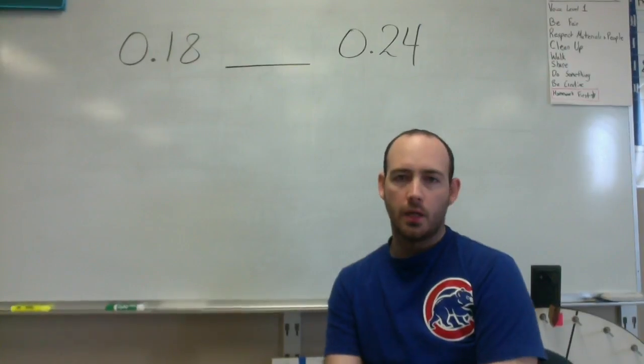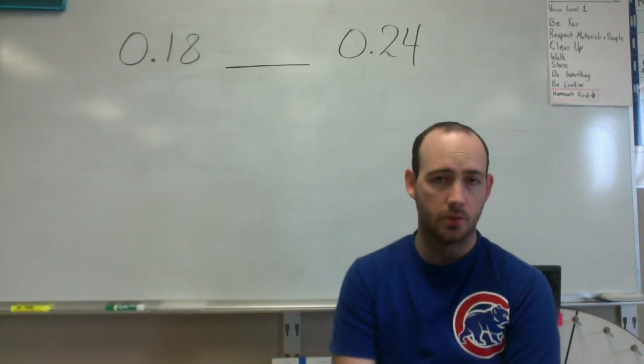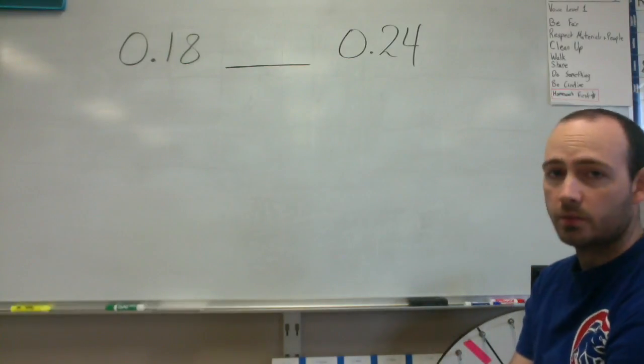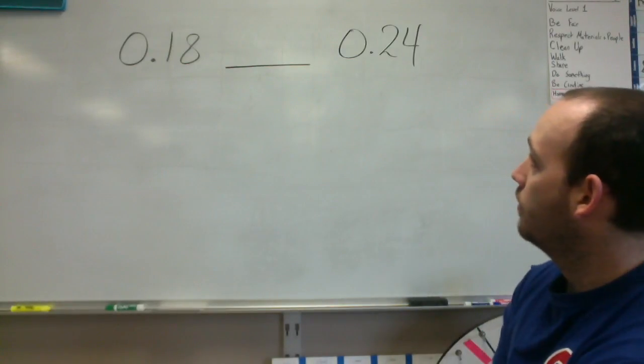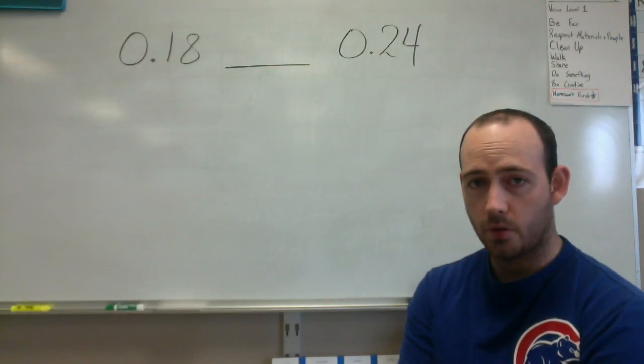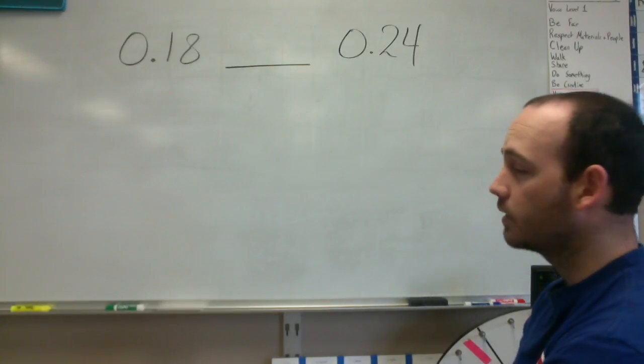Alright, today we are looking at comparing and ordering decimals. We're going to start with the comparing part of it. When we are comparing decimals, it's going to look something like this, where you have two decimals and you're essentially just telling me which one you think is bigger. Now, some of you are already able to look up there and know which one is bigger.